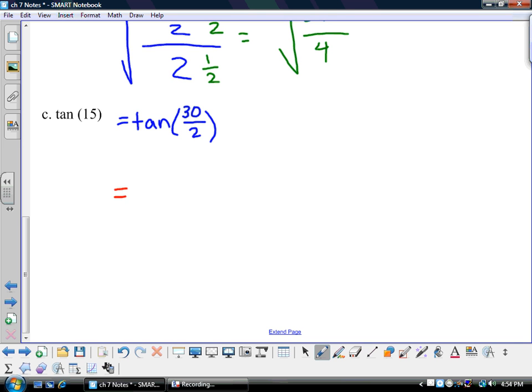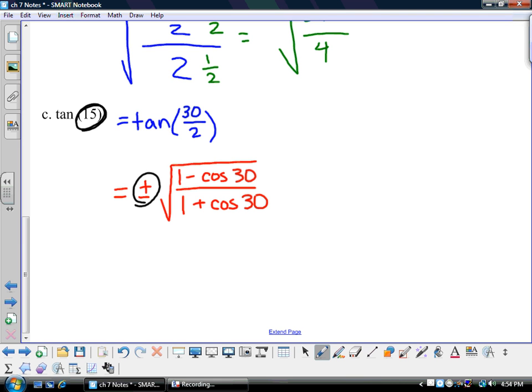The formula for half angle of tangent is plus or minus the square root of 1 minus the cosine of 30 over 1 plus the cosine of 30. We'll decide on the plus or minus based on the angle in the problem, those 15 degrees. 15 degrees is in the first quadrant. Everything's positive in the first quadrant, so we know we have a positive answer.